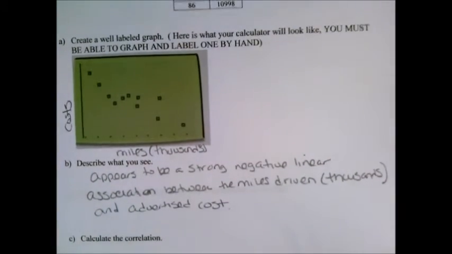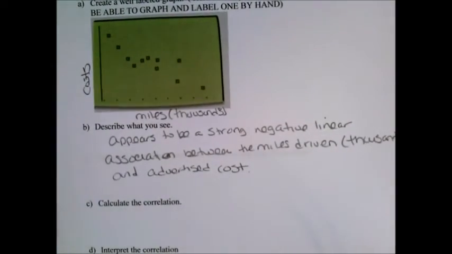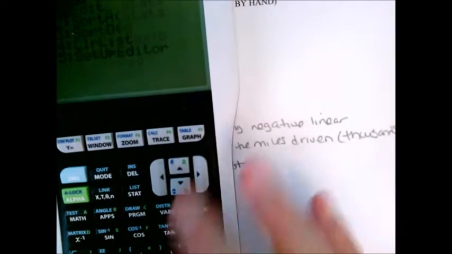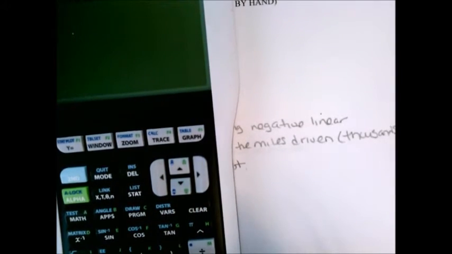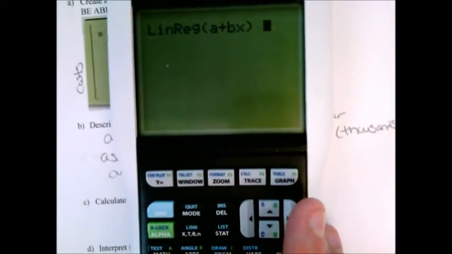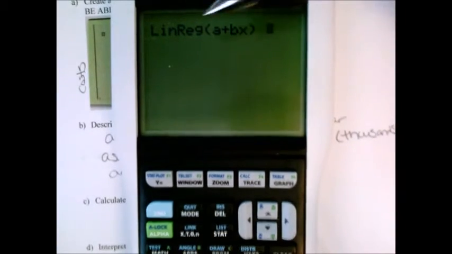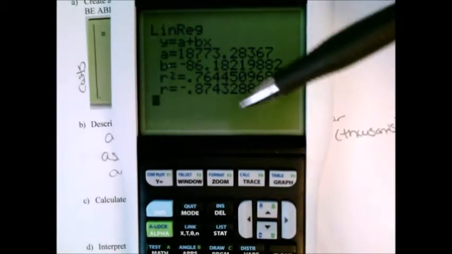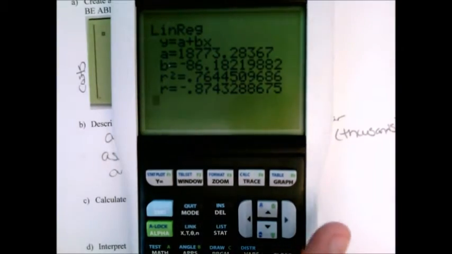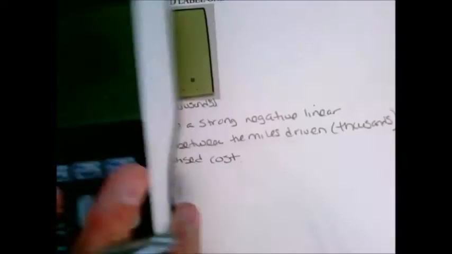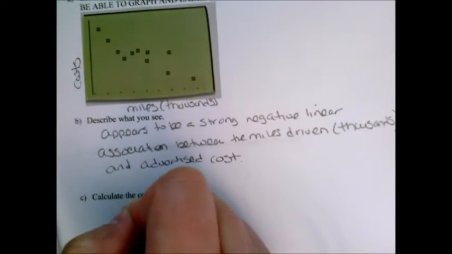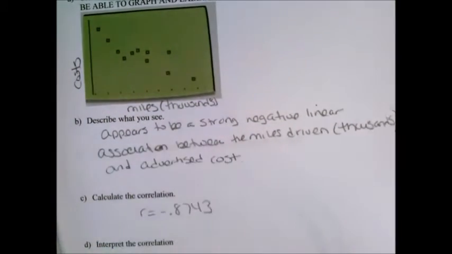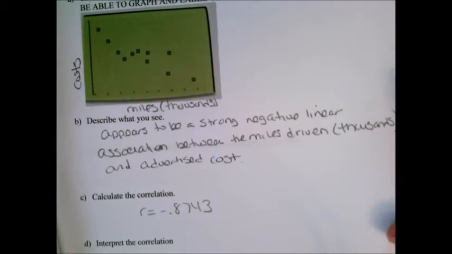Okay, calculate the correlation. Very complicated, calculator will do it for you. Stat calc 8. Okay, again, stat calc 8 will give me this linear regression, a plus bx. I hit enter, and I want the r value. And the r is negative 0.8743. So r is equal to negative 0.8743.